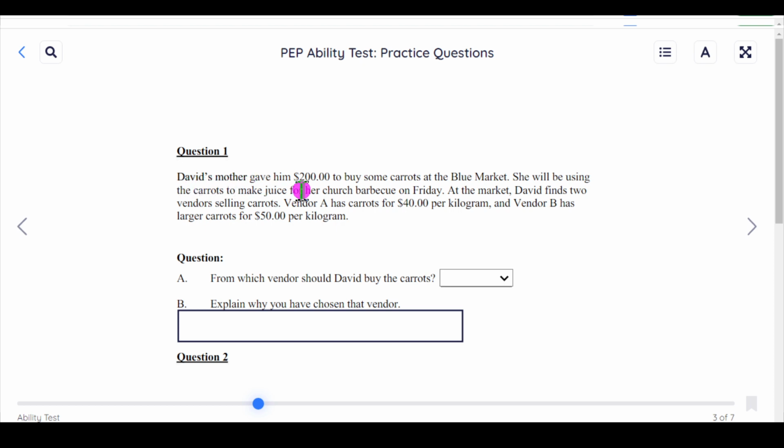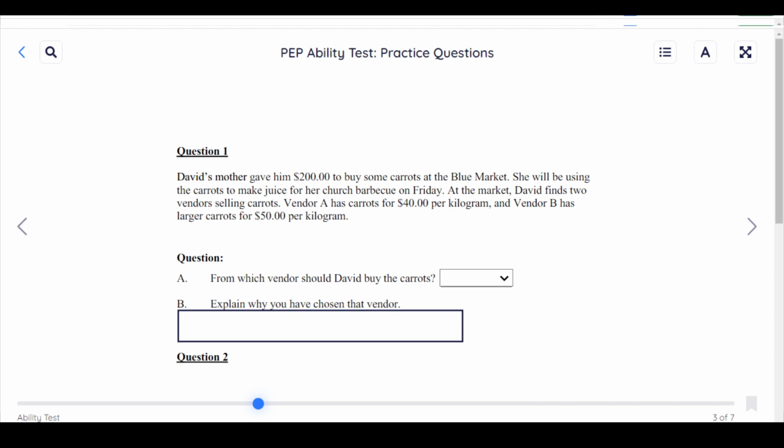David's mother gave him $200 to buy some carrots at the Blue Market. She will be using the carrots to make juice for her church barbecue on Friday. At the market, David finds 2 vendors selling carrots. Vendor A has carrots for $40 per kilogram, and vendor B has larger carrots, and these carrots are for $50 per kilogram. Here are the questions. A. From which vendor should David buy carrots? And B. Explain why you have chosen that vendor.